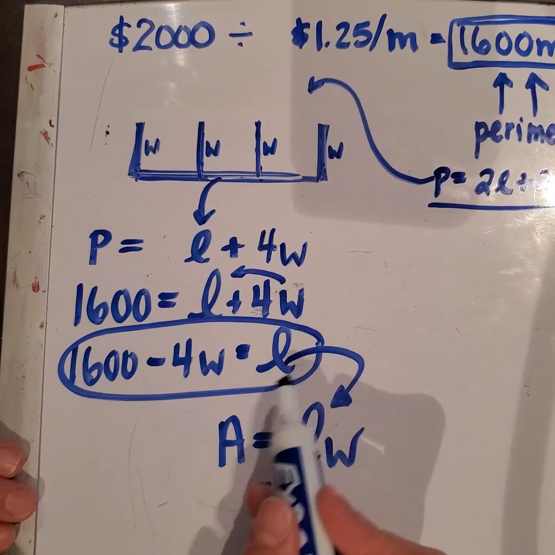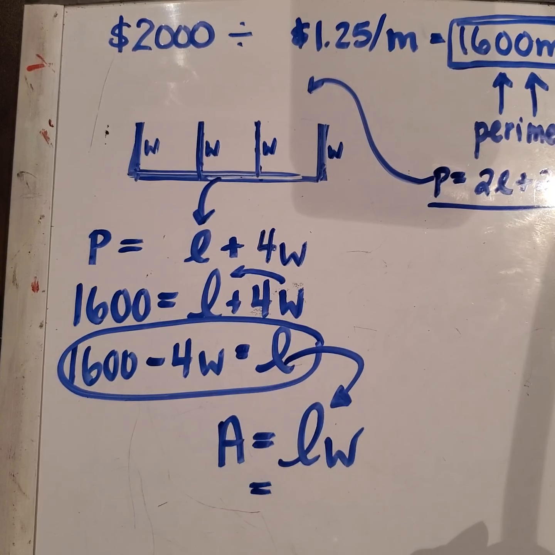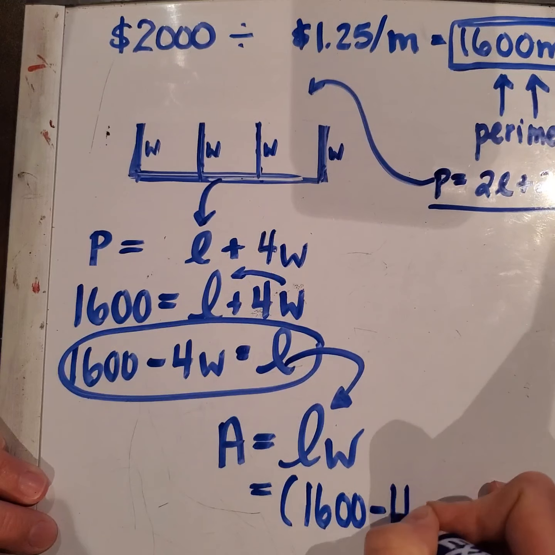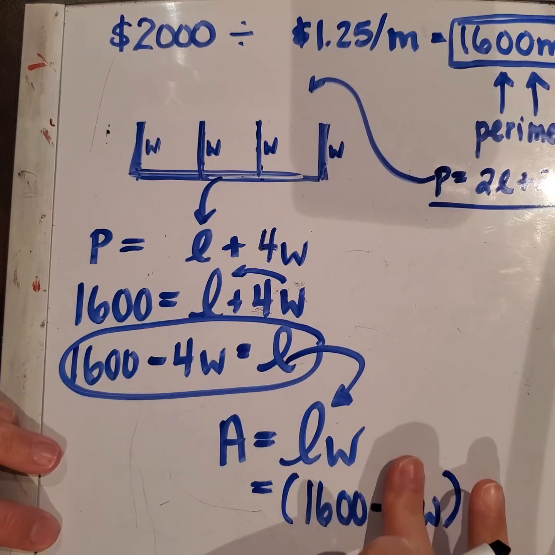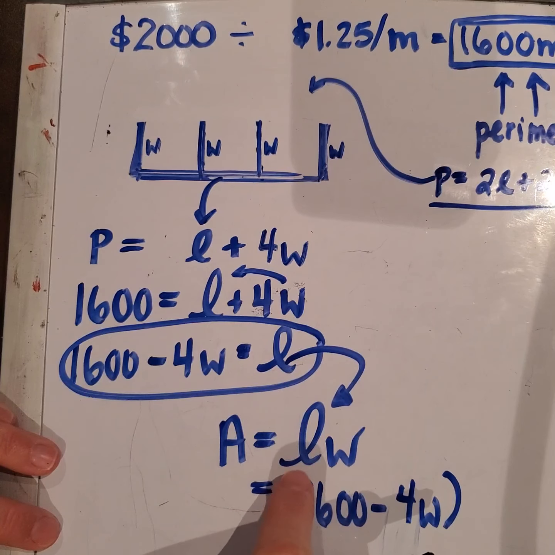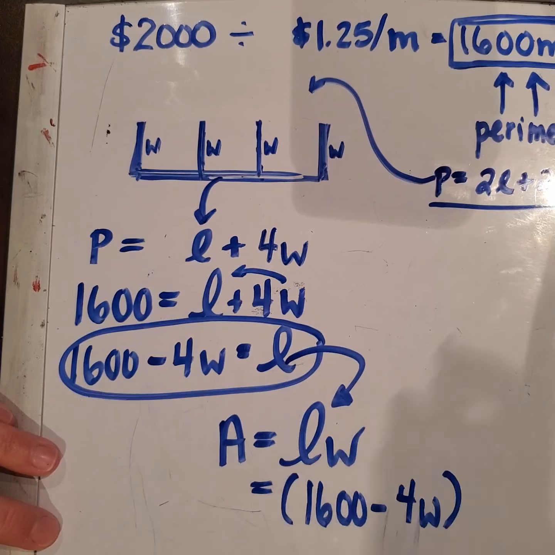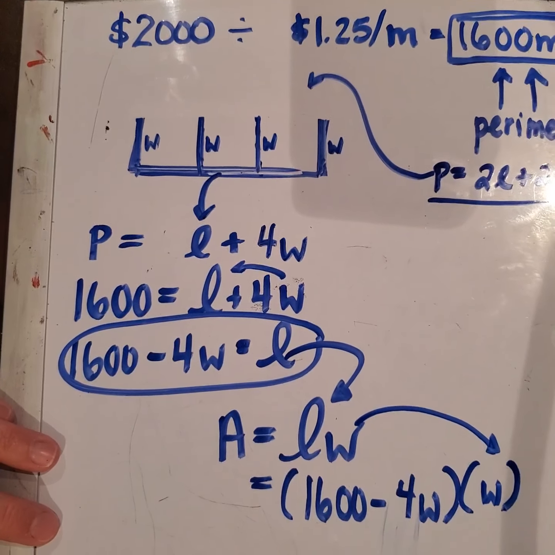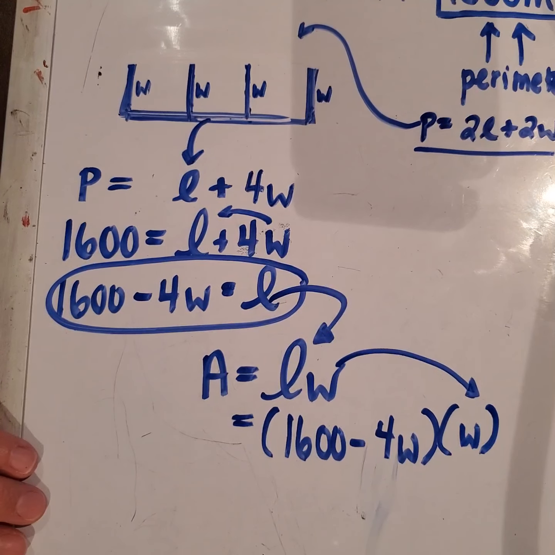So I'm saying the length is equal to 16 minus 4W. Sorry, that's a really ugly 4. I am going to replace L with 16 minus 4W, and then this W is just going to stay. And now this looks like a quadratic relation.